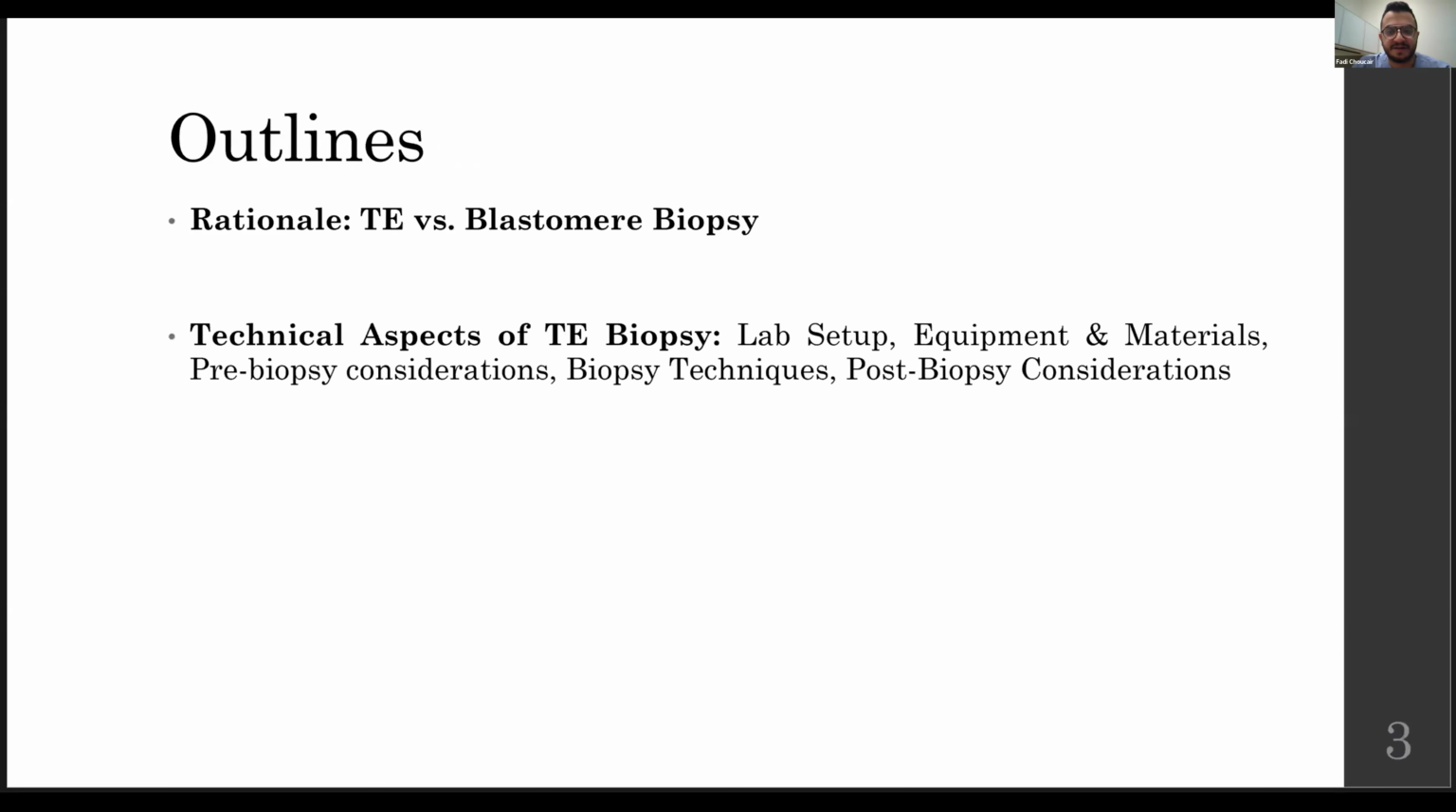Nothing to disclose. By the end of the session, you will understand the rationale for trophectoderm biopsy versus blastomere biopsy, and we are going to go deep into the technical aspects of trophectoderm biopsy: lab setup, equipment and materials, pre-biopsy considerations, biopsy techniques, and post-biopsy considerations also. It will not be brief; it is very comprehensive, and we are going to go into the details of the current evidence.